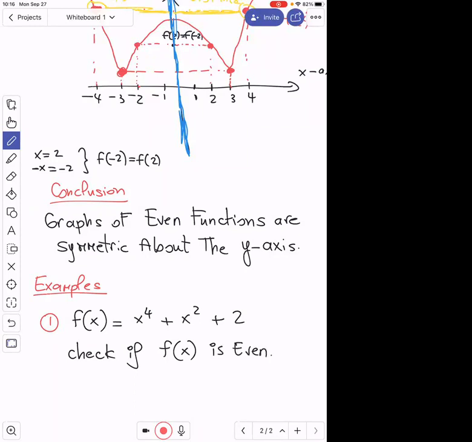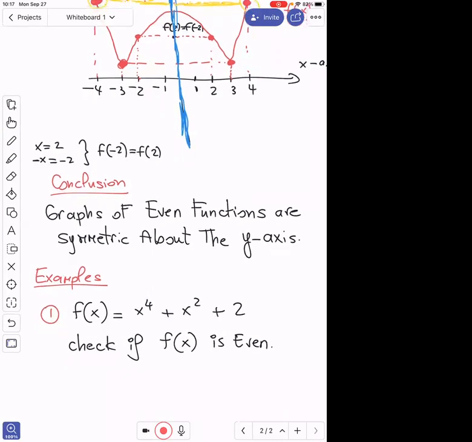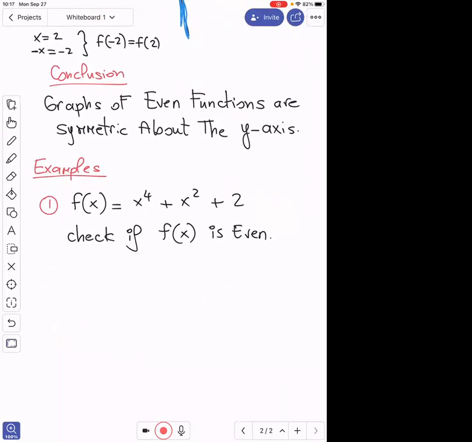Whenever I want to check if a function is even, there are basically two steps. The first step is to compute or evaluate f of minus x, and in the second step, you compare f of minus x to f of x, and if they are equal, then f would be even. So step one, we are supposed to find or evaluate f of minus x.